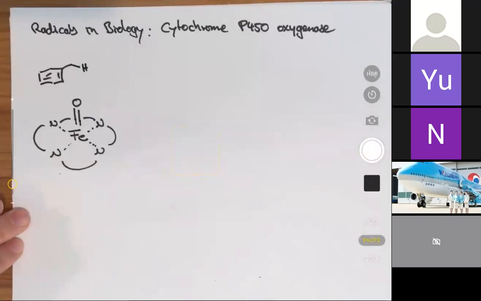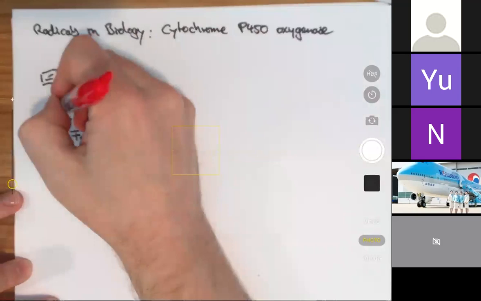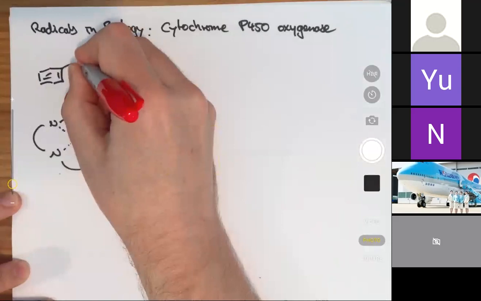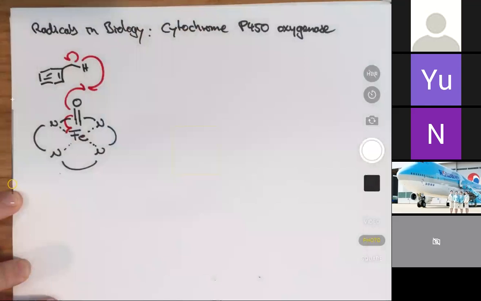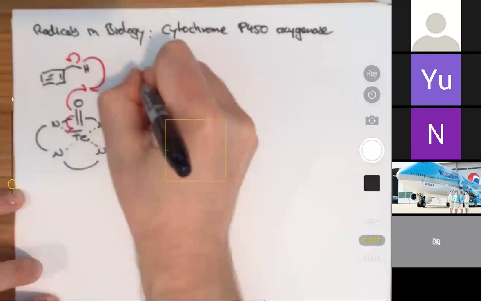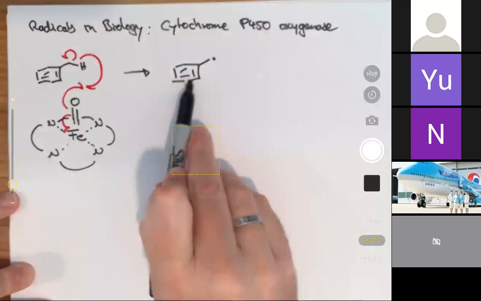Okay, so the way this works now is that you have a radical process where you have the abstraction of one of these benzylic hydrogen atoms by this P450 oxygenase. And the way this works, you can basically draw the arrows as fishhook arrows out here. And this returns to here, and one of these electrons basically goes back to the iron. So that's basically a redox reaction on the iron. That leads to a benzylic radical. So we talked about this before. This is essentially the same allylic stabilization through resonance that we talked about with the allyl radical.